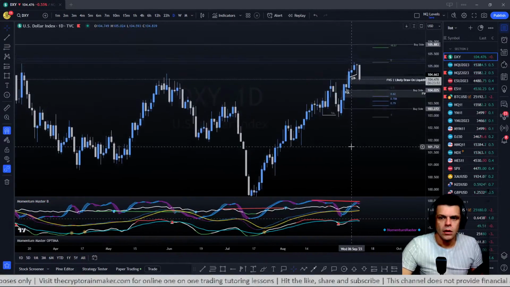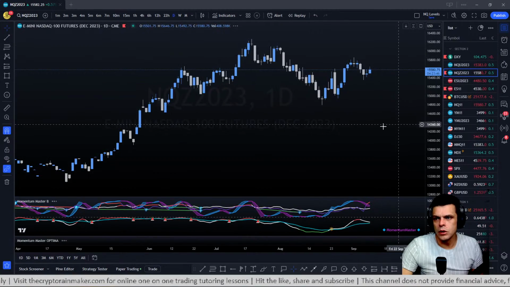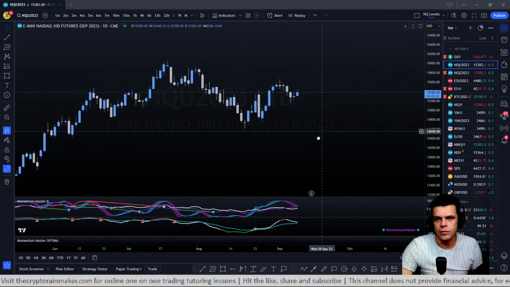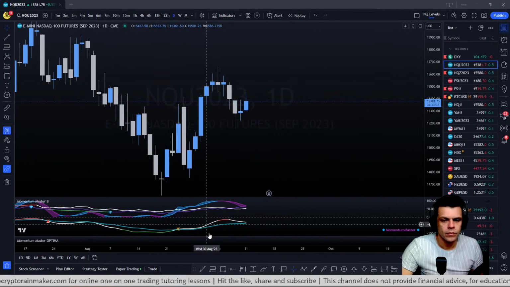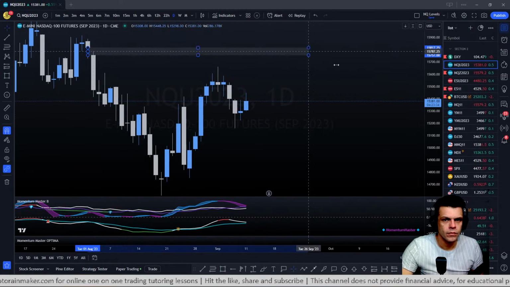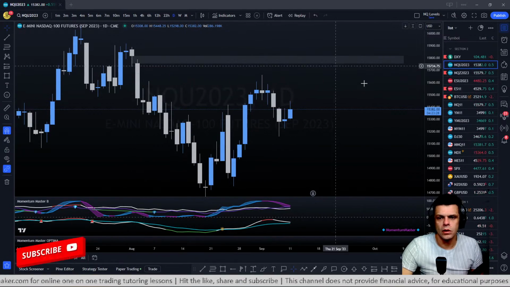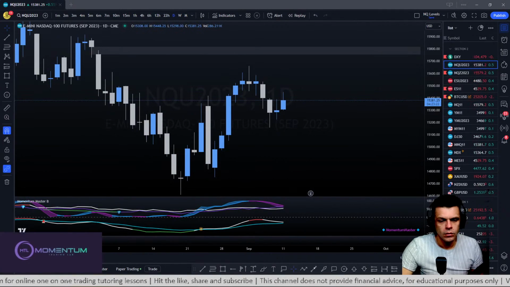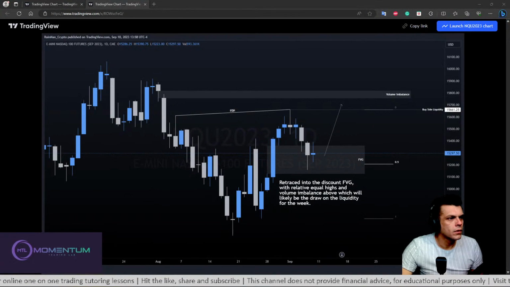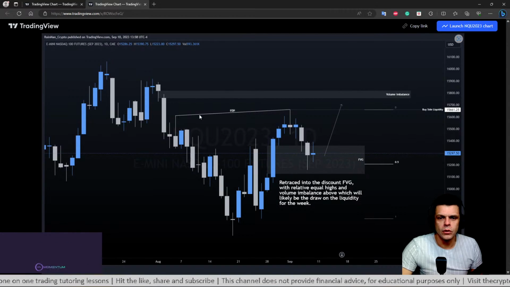And we saw here that price came all the way back to this level and then got rejected. So it seems likely that the Nasdaq could also gravitate towards this level. And then like we mentioned, we also have these relative equal highs. So that's our buy side liquidity. So we said that the draw on liquidity, sorry about that, we said that the draw on liquidity is going to be to the upside, and more specifically towards these relative equal highs and the buy side liquidity.